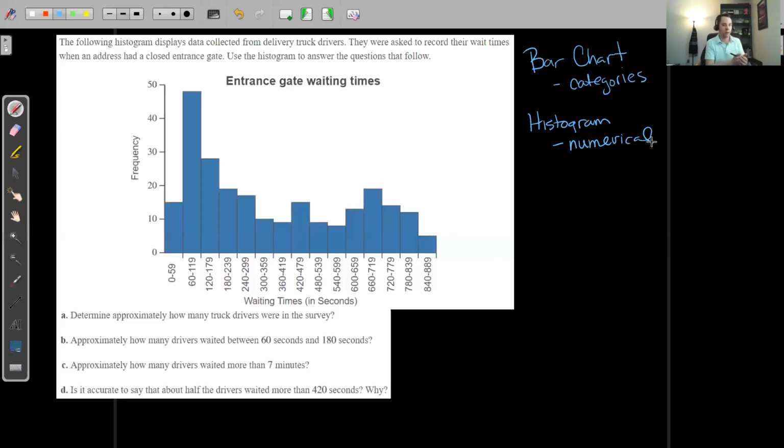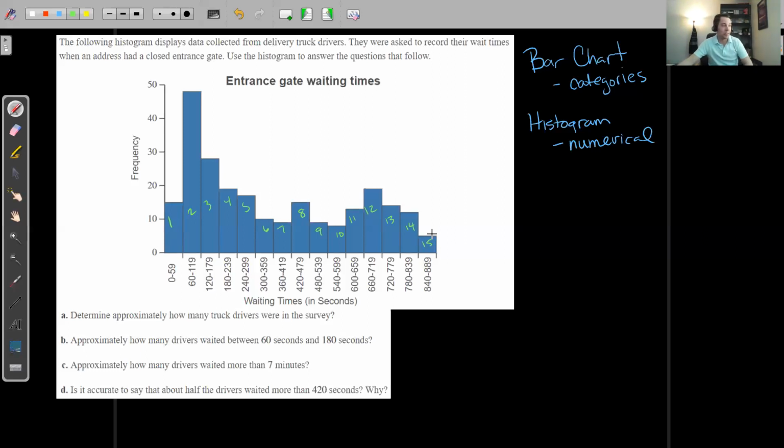They said, how long does it take for them to actually get in there and get to their delivery site? And it looks like, if we look very carefully, that these are already in grouped frequencies. 0 to 59 seconds, 60 to 119, 120 to 129. So really, each of these represent 1 minute, 2 minute, 3 minute, 4 minute, 5 minute, 6 minute, 7 minute, 8, 9, 10, 11, 12, 13, 14, 15 minutes.